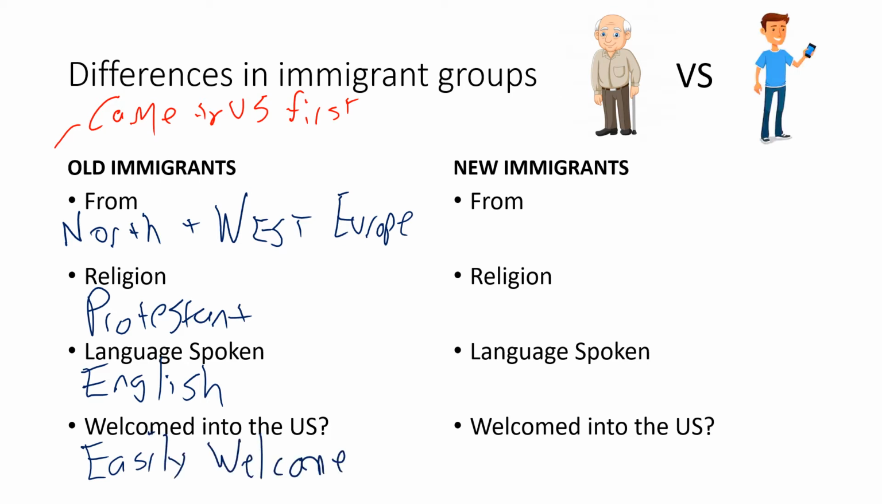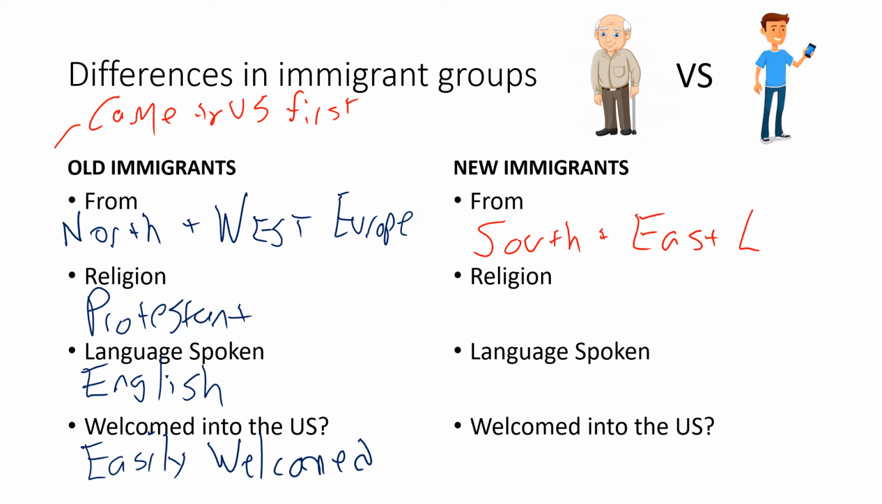So life for these old immigrants when they got here, it was pretty good. They fit in, they spoke the same language, they had the same religion. Life was pretty good for these old immigrants. Now, years later, when the new immigrants start showing up, it's going to be a lot different. And you can see why when we go through these four categories for them. So first, new immigrants, they are from South and they are from Eastern Europe.